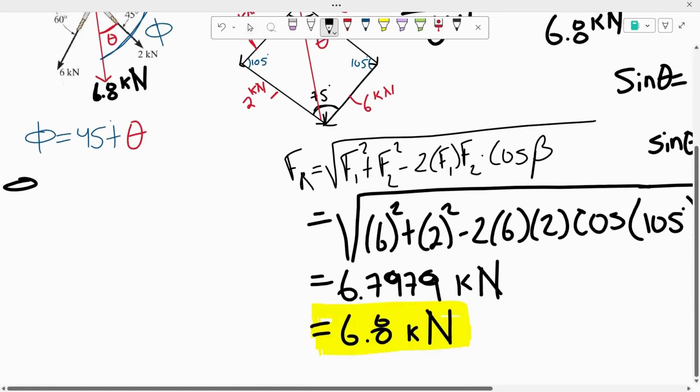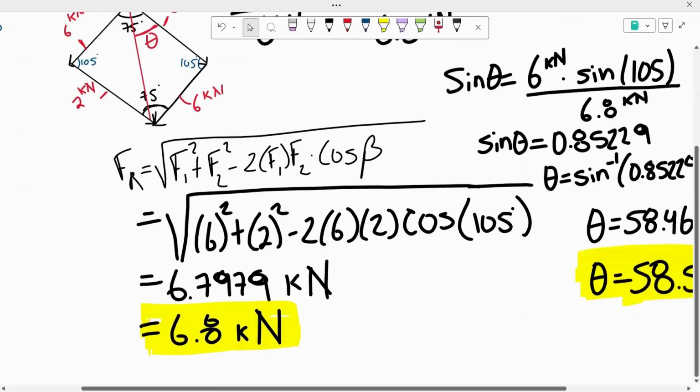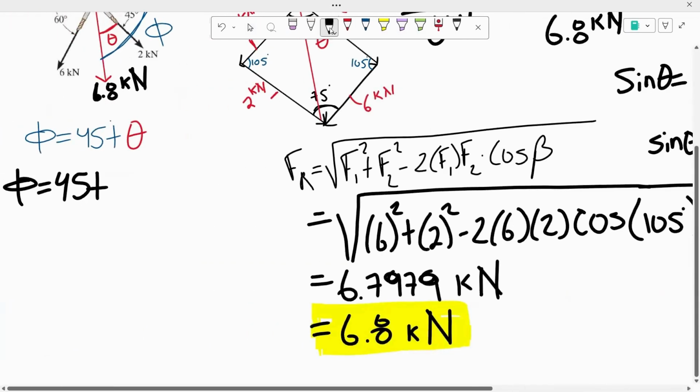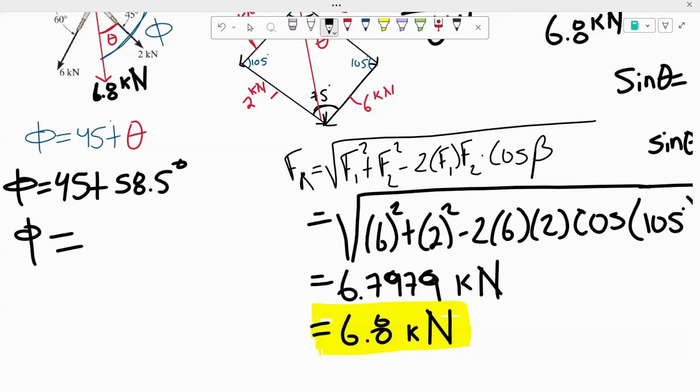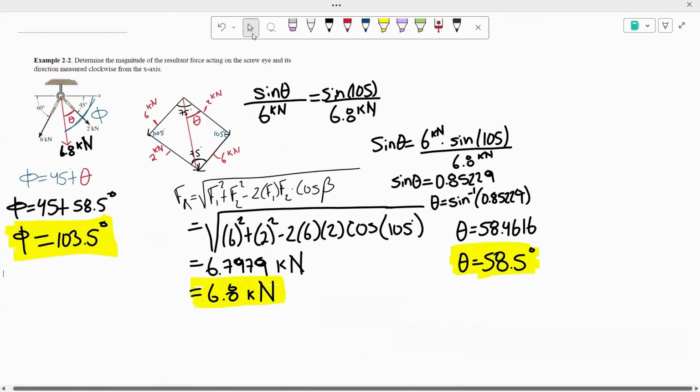We're going to do phi is equal to 45 plus theta, which we found just a few seconds ago, which is 58.5. So 58.5 plus 45 gives you a total of 103.5 degrees. And with that, we finish this problem.